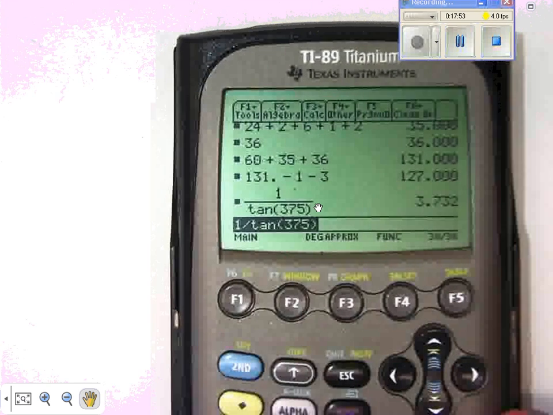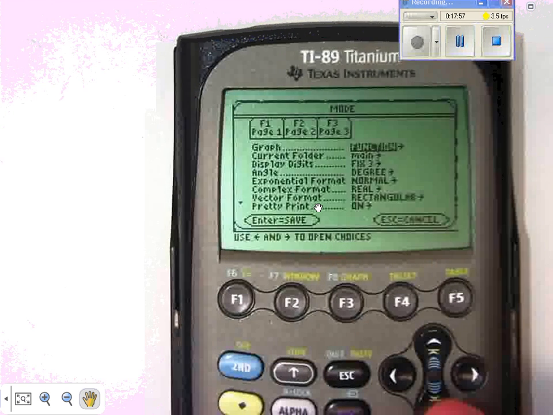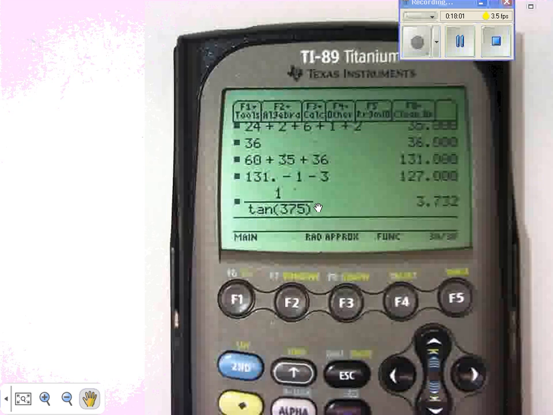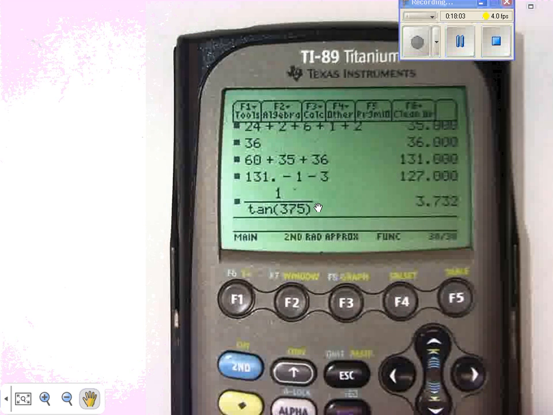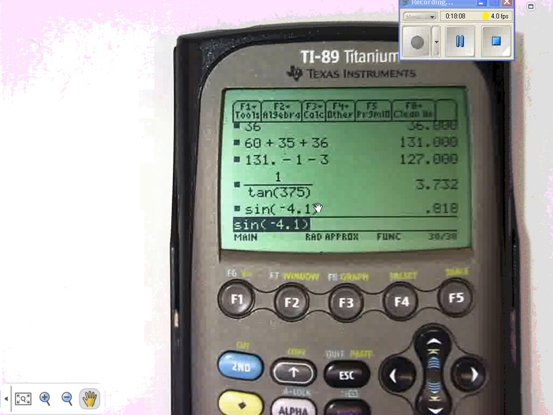Okay. Now the next one, the sine of negative 4.1, there's no degrees on there, so I want to make sure I'm in radians. Okay, so again, I changed my mode, do this in radians. The sine of negative 4.1 is 0.818.